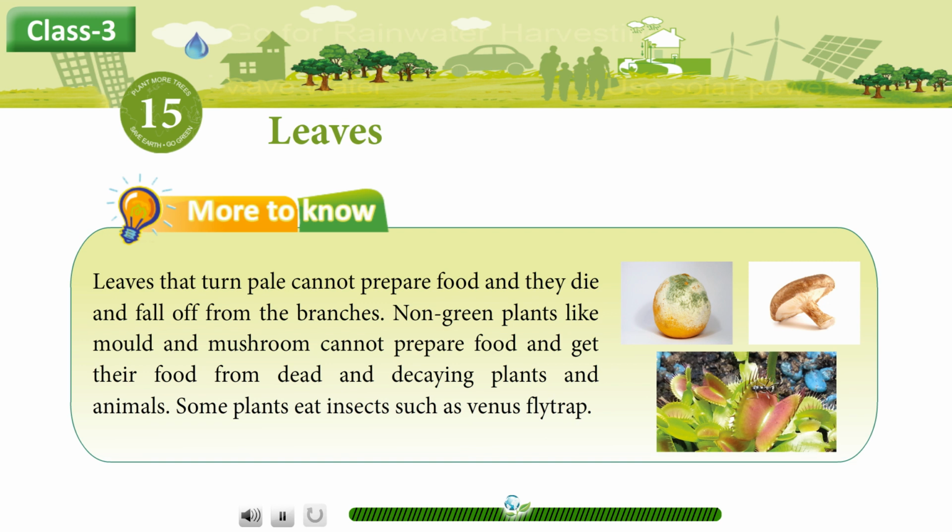More to know. Leaves that turn pale cannot prepare food and they die and fall off from the branches. Non-green plants like mold and mushroom cannot prepare food and get their food from dead and decaying plants and animals. Some plants eat insects such as Venus flytrap.